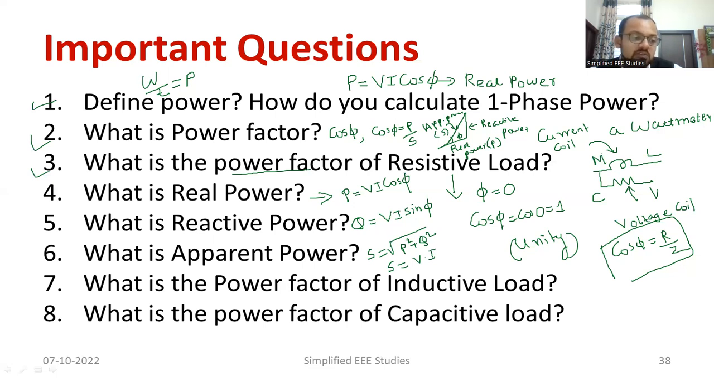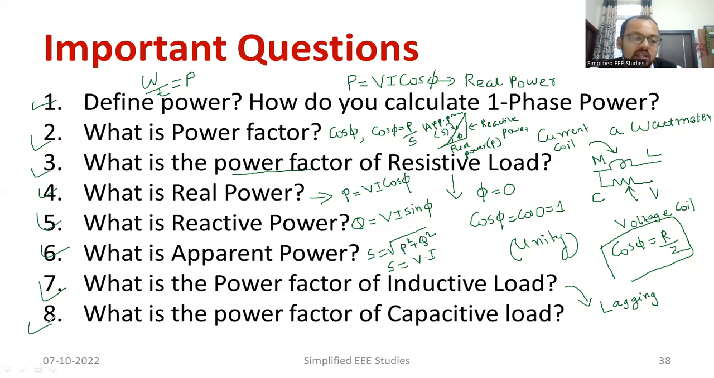Moving on to the seventh question. So far we have completed the fourth, fifth and sixth. Now let me discuss the seventh one. What is the power factor of an inductive load? See, the power factor of an inductive load will always be lagging. For example, an induction motor. The power factor of an induction motor will always be lagging. Correct, no? Because it's an inductive load.